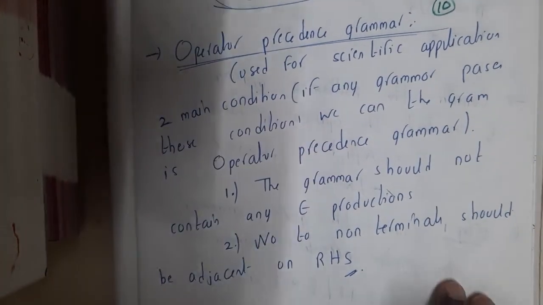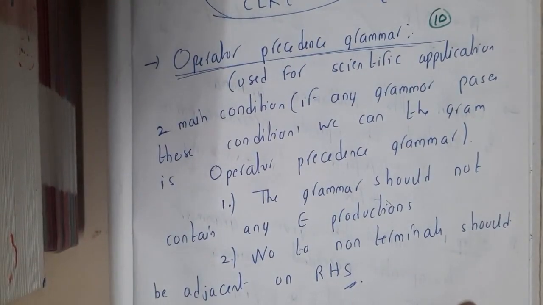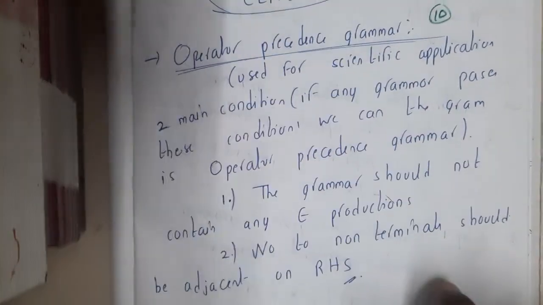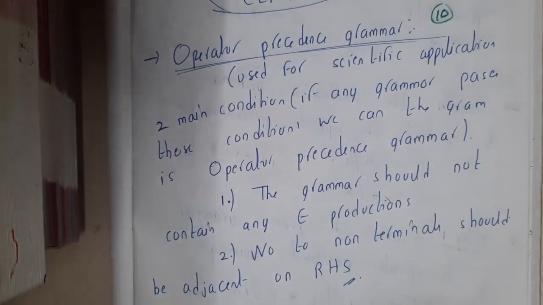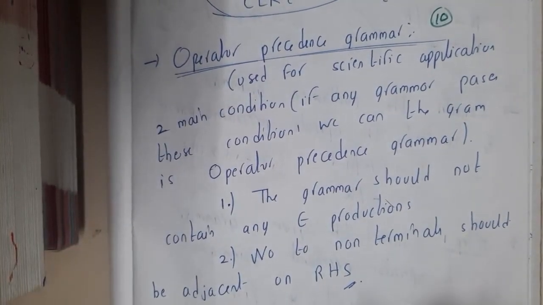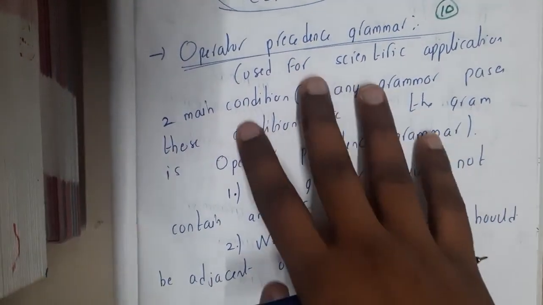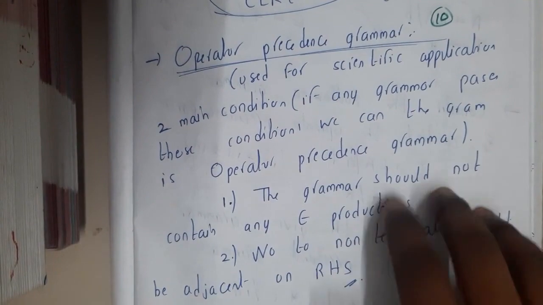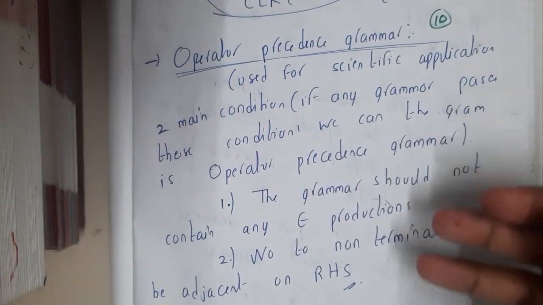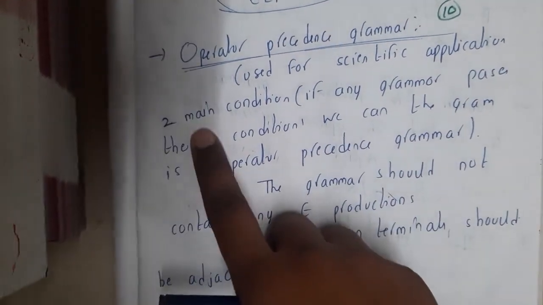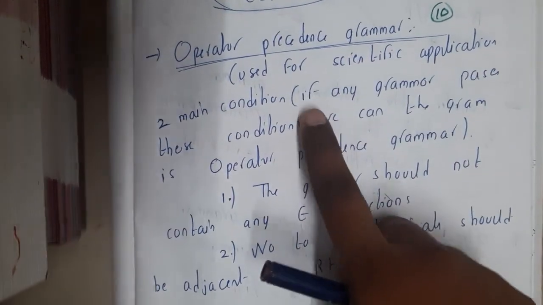In this lecture, let us go through operator precedence grammar, guys. This grammar is used for scientific applications. If you have a scientific calculator or any kind of calculator that does various operations, those operations are done with the help of these kinds of grammars. What we enter in it, it will analyze and it will do the solution for it.